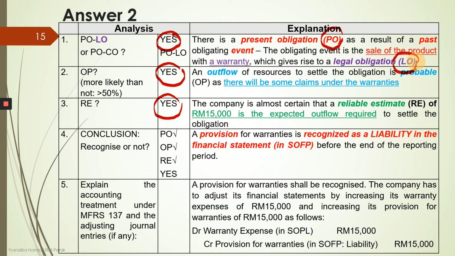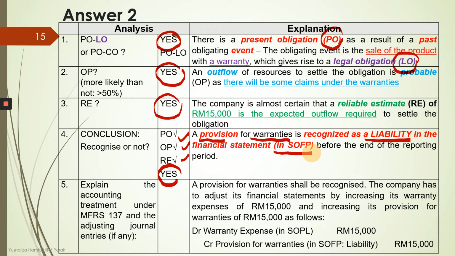So those are actually from the question. So if 1, 2, 3 are met, so all three are met right here. So therefore, yes means you will recognize a provision. What kind of provision? Provision for warranties. Where to recognize? Recognize them as a liability. Where specifically? In the financial statement before you finalize your accounts or before your directors authorize that for issue.